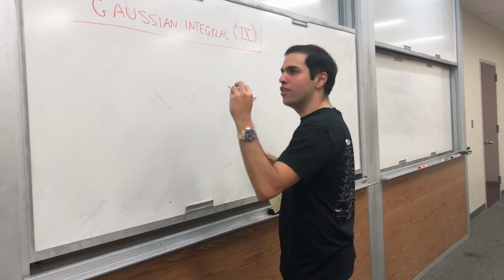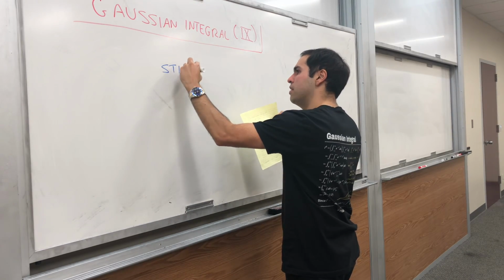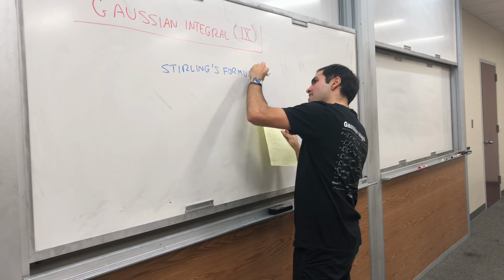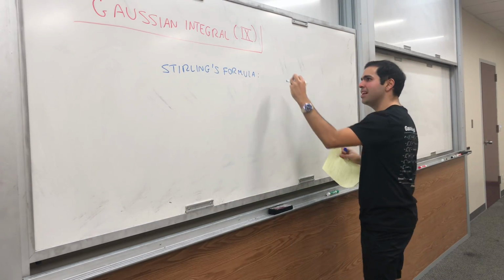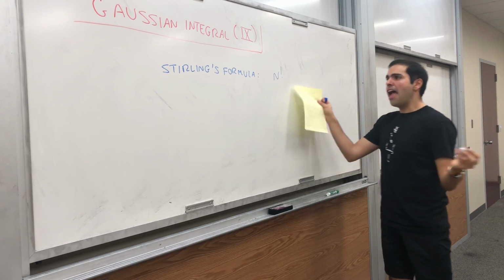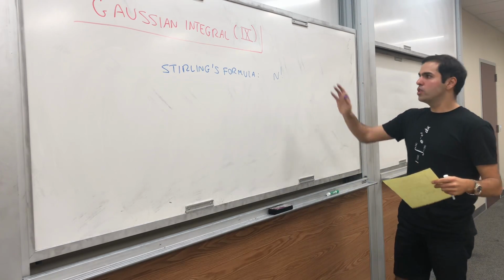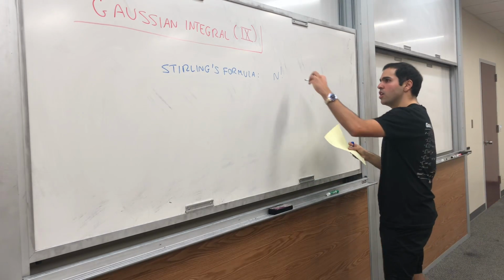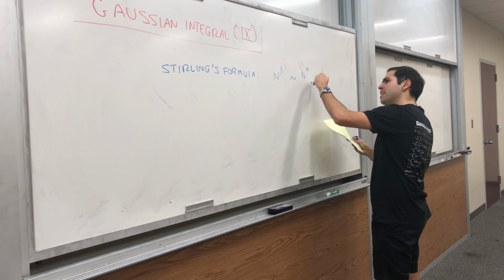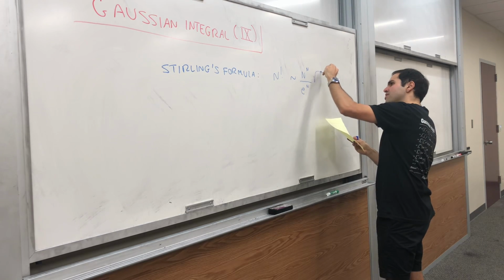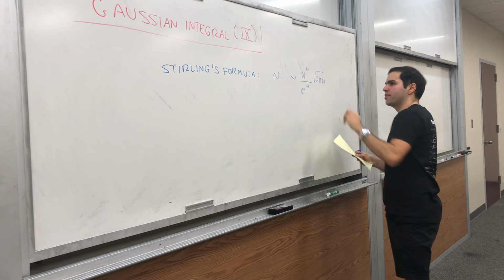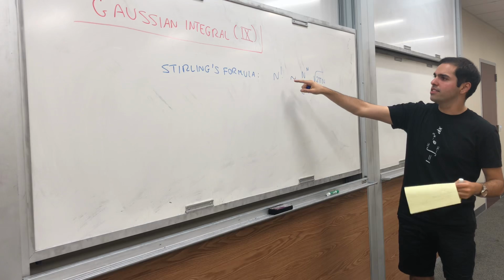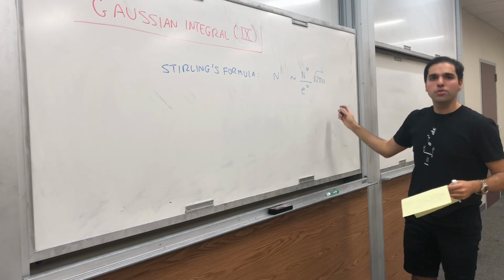So it turns out there's a formula called Stirling's formula. And it's actually a very nice formula. It tells you how n factorial grows. So it turns out n factorial, at least if n is very large, grows like n to the n over e to the n square root of 2 pi n. And as n goes to infinity, all this means is the ratio of the two goes to 1.